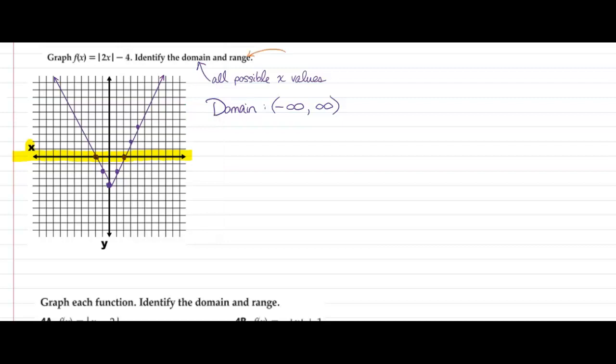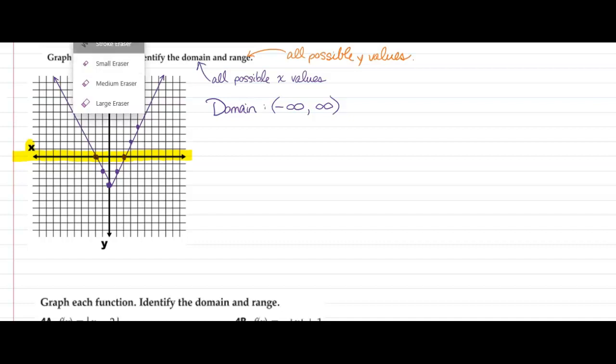The range, you guessed it, is all the possible y values. So I'm going to do the same thing again. I'm going to get rid of my yellow highlight right now. Let's look at the y values. I'm going to start where I see the graph. There's graph to the left and right of me. There's still graph to the left and the right of me. There's still graph, all the way until I get to here. And then I stop because there's no graph down here. This is when y is greater than or equal to -4.